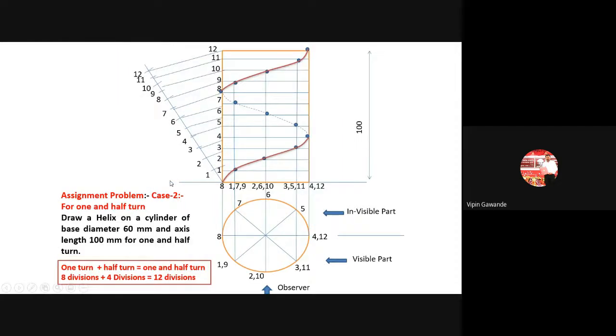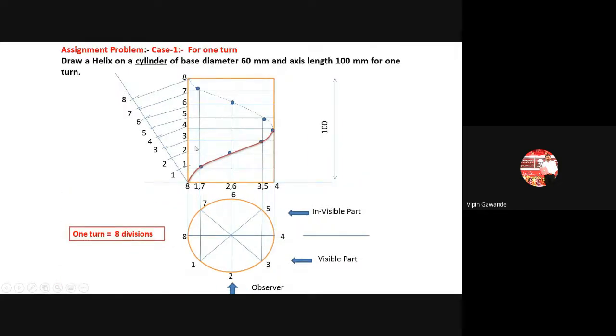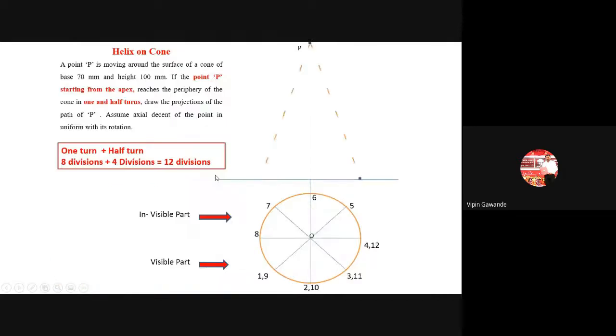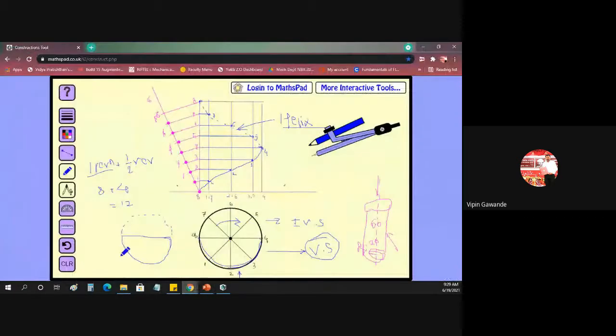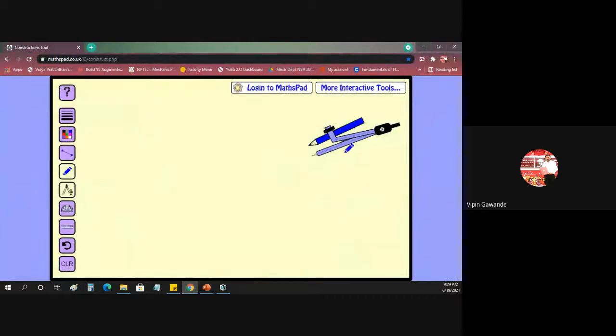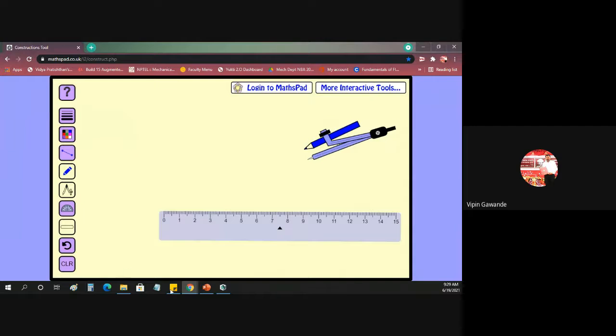Now this we have drawn for the cylinder. In a similar fashion we can draw it on the cone. The steps are the same, so let us see that part also. Now let me take some distance in the compass.